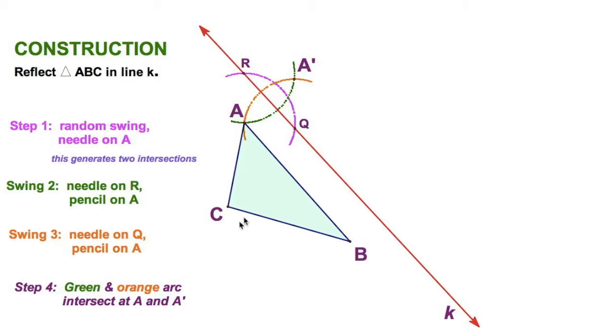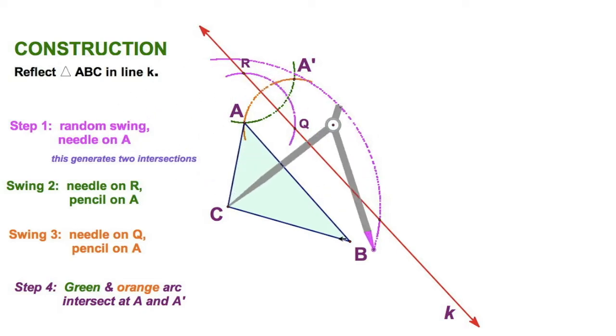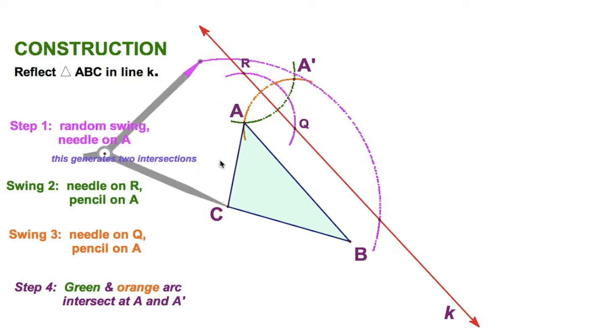You know, I think I'm going to do C next, just to mix it up a little bit, because C is farther away from the line of reflection or axis of reflection. I'm going to use a bigger gap. Now, I'm trying to pick a gap. Yeah, let me see. This, again, a random gap. It's going to generate 2 points. I've got a point here, and I've got a point of intersection here.